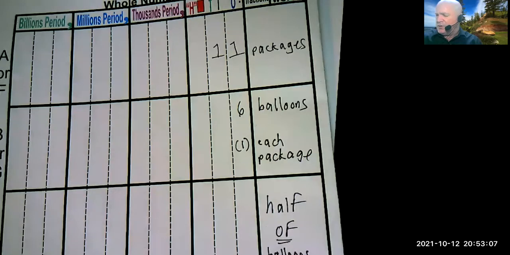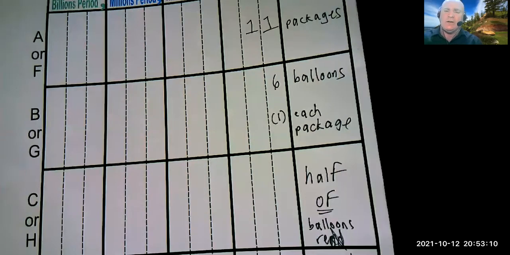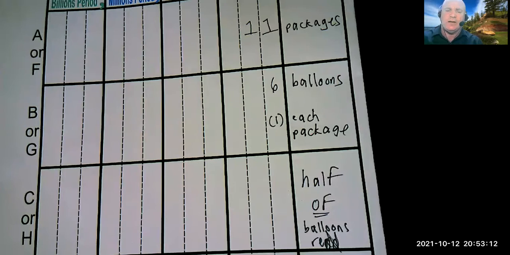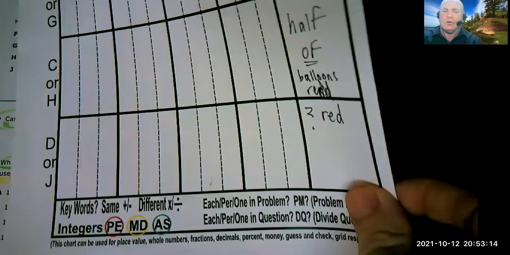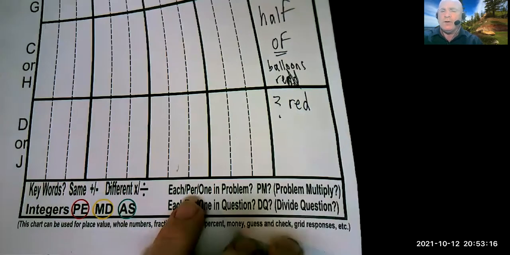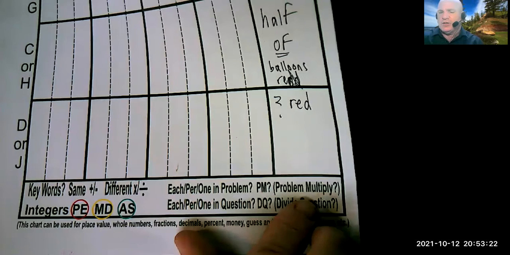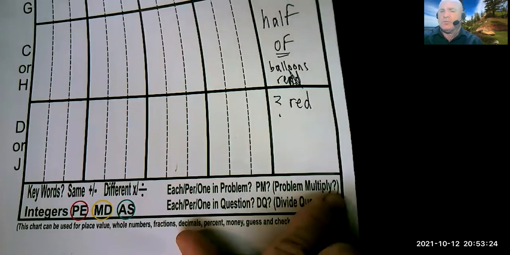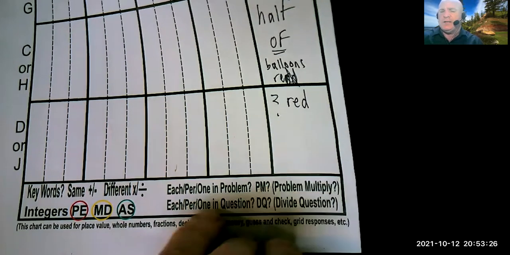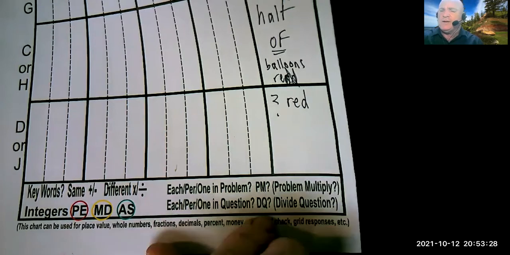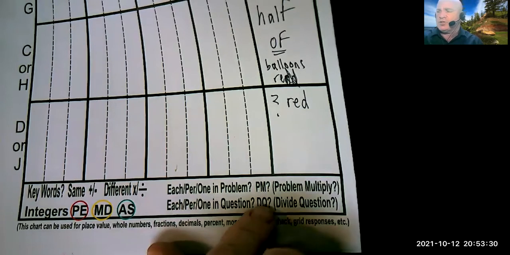And we also know that of means times. We just talked about that. And we found each or per or one in the problem. PM, problem multiply, question mark. It's just a clue. Each per one in the question. DQ, not Dairy Queen, but do I need to divide if each is in the question?